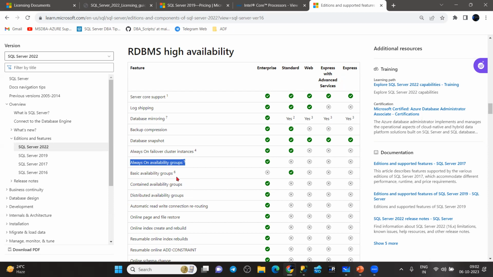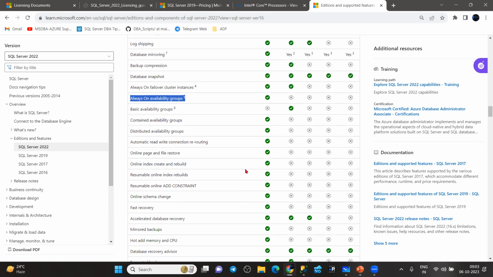So if someone asks, will Always On availability group support Standard Edition? No, your answer will be no. Standard Edition will support only Basic Always On availability group. Please try to understand the logic. There is a lot of difference. No worries, sir. Anyhow, we are discussing Always On availability group for 1 week, so all the things we'll see. I am just explaining a little bit. This is one thing.